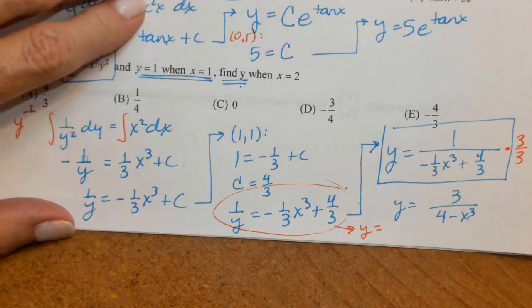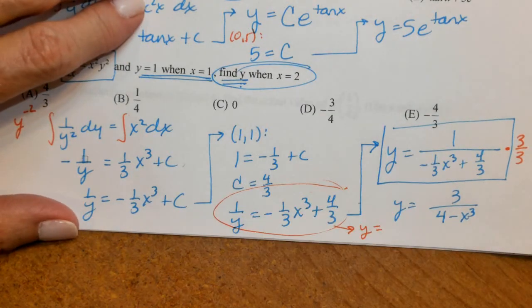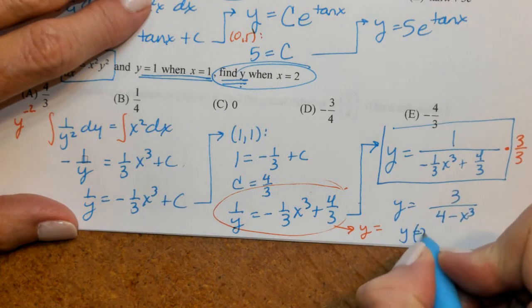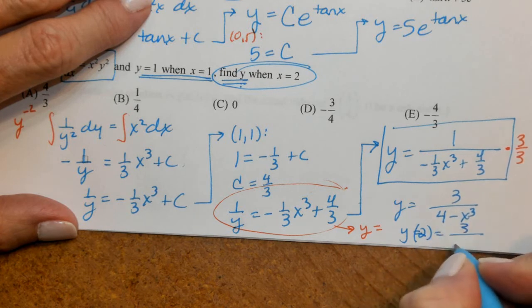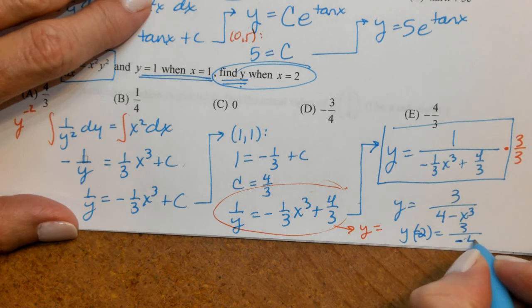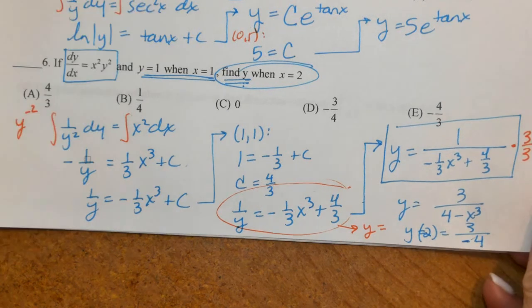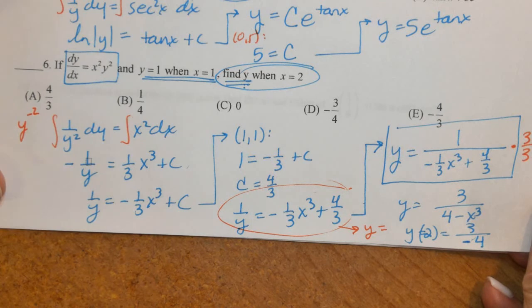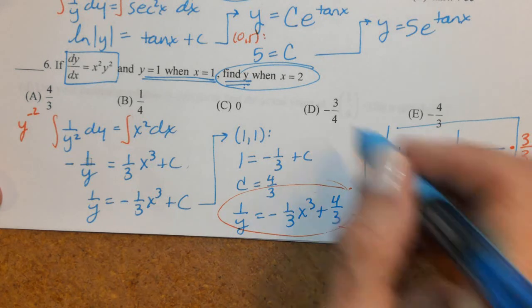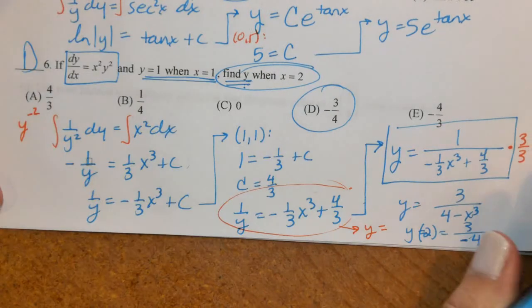Okay? Oh, they did want us to find y when x is 2. We want to find y when x is 2. So when x is 2, y at 2 is 3 divided by 4 minus 8, which is a negative 4. So we get negative 3/4. I forgot that this was multiple choice. Okay. This is a multiple choice one. So negative 3/4 is D.